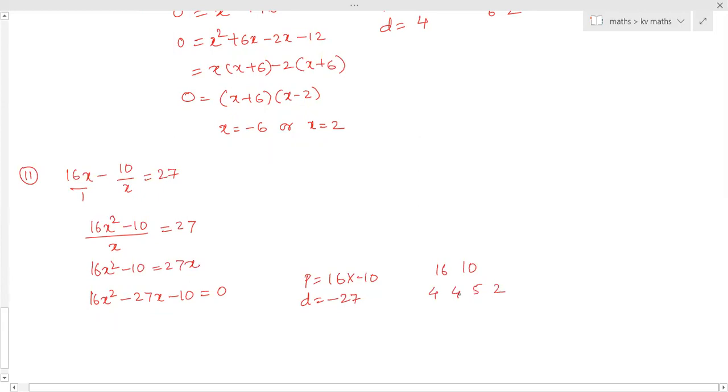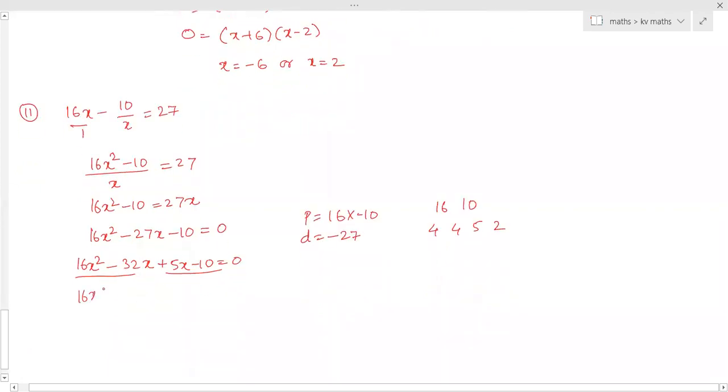16 into 10, 4 into 4, 5, 2. That doesn't work. 32 and 5, yes. 16 into 10 is 160, which is 32 into 5. So 16x square minus 32x plus 5x minus 10 is equal to 0. Factorize: 16x into (x minus 2) plus 5 into (x minus 2) is equal to 0. (x minus 2) into (16x plus 5) is equal to 0. So x is equal to 2 or minus 5 by 16.